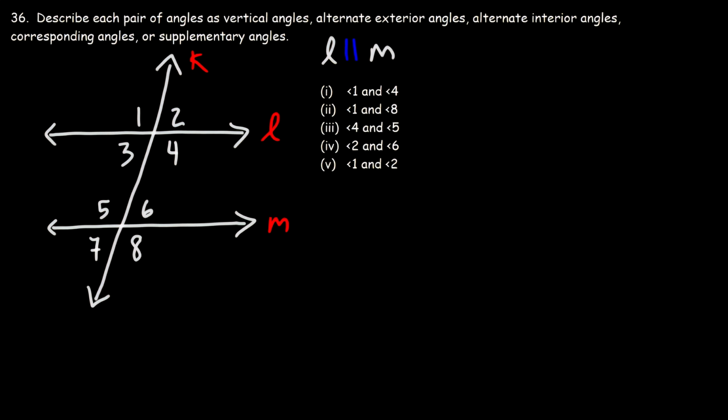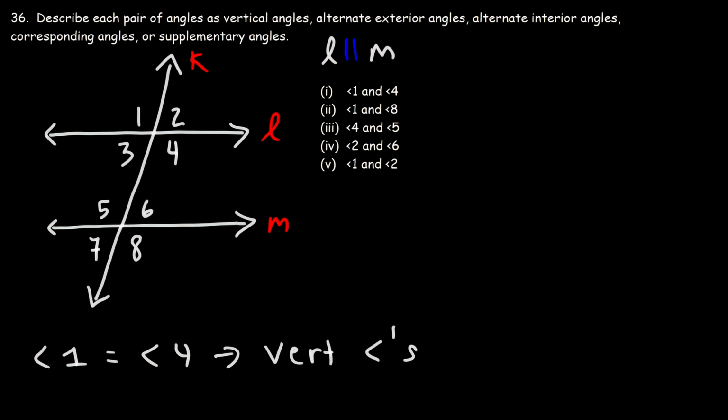36. Describe each pair of angles as vertical angles, alternate exterior angles, alternate interior angles, corresponding angles, or supplementary angles. So let's look at the first one. Angles 1 and 4. What is the relationship between those two angles? Angle 1 is equal to angle 4. These two angles are congruent, and they're known as vertical angles.